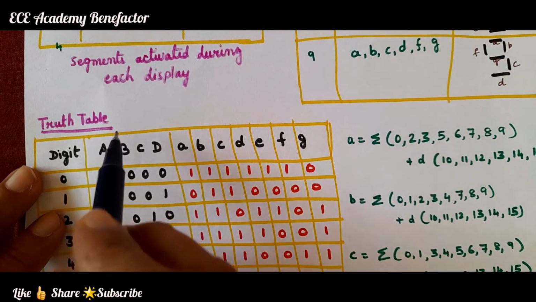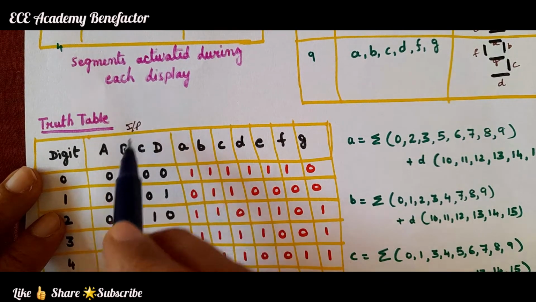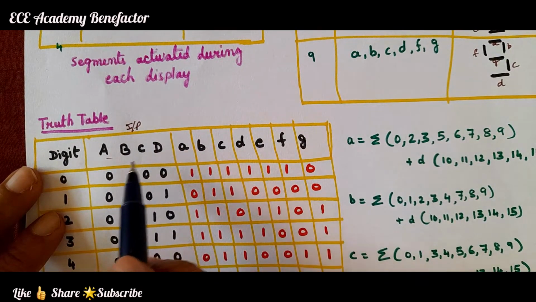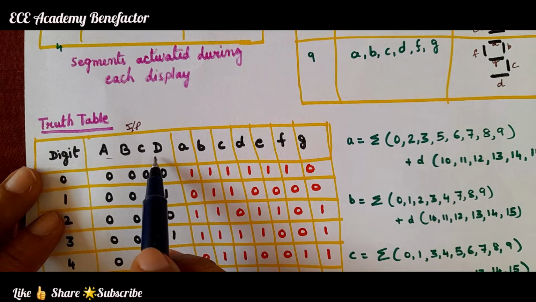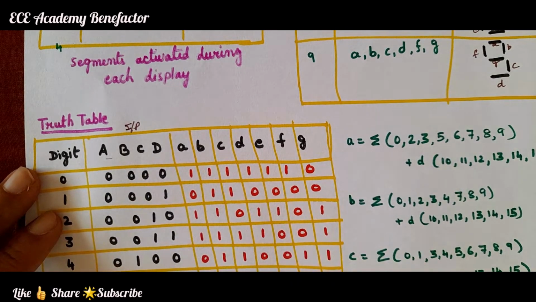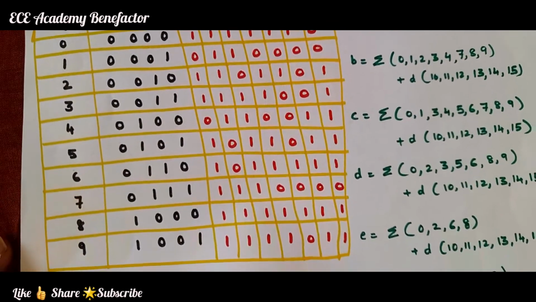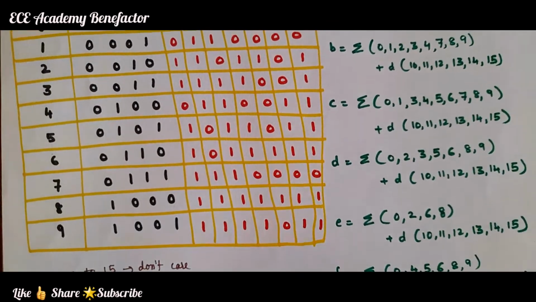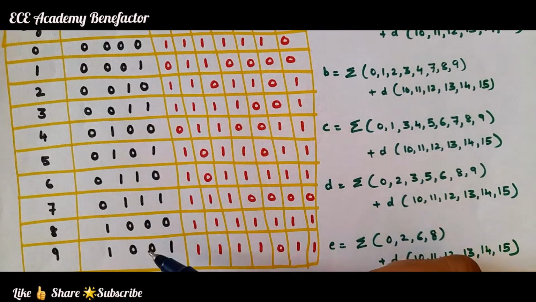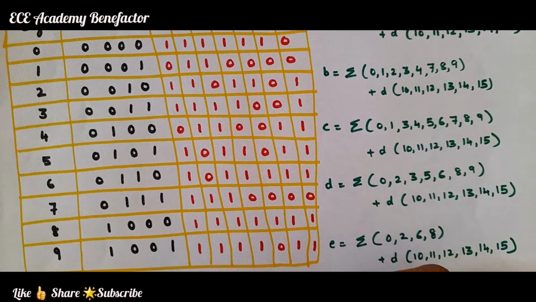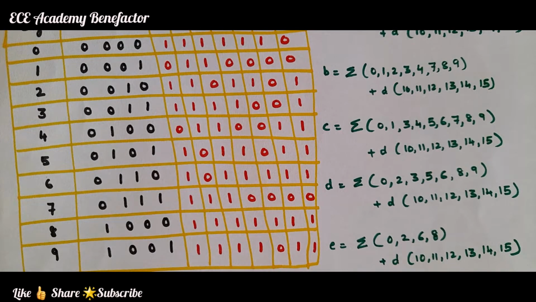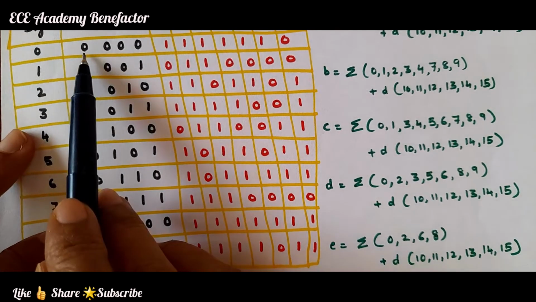Because it is BCD to 7 segment, the inputs are 4 variables A, B, C, D. For 4 variables we can have a total of 16 combinations, that is 0 to 15, but we will write this truth table only from 0 to 9, and from 10 onwards it is don't care, so we have not written it.